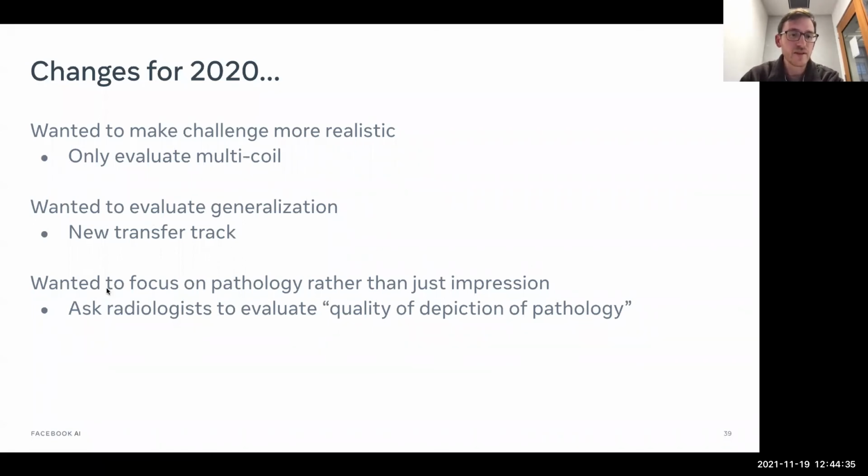And the last thing is we wanted to focus on pathology rather than just impression. This was a point of disagreement from one of our radiologists. Basically, they said radiology is not necessarily a general image quality. Their training doesn't necessarily point in that direction. They're trained to look for pathologies. And so you need a more task-oriented image quality evaluation so that they can use their training to assess the image.